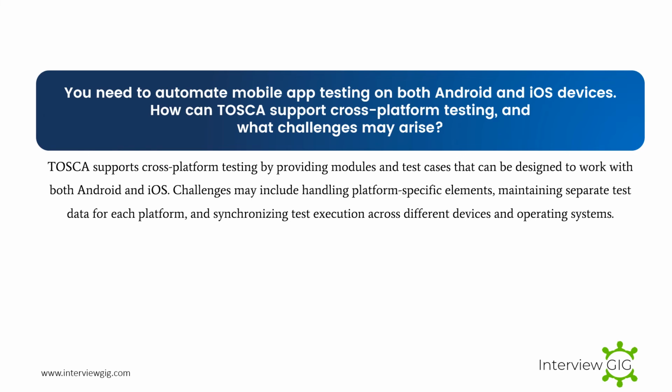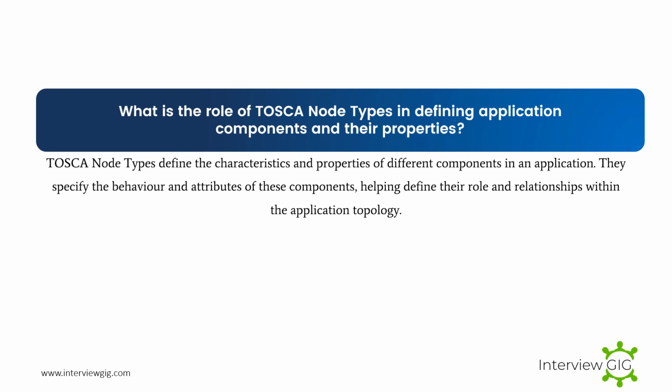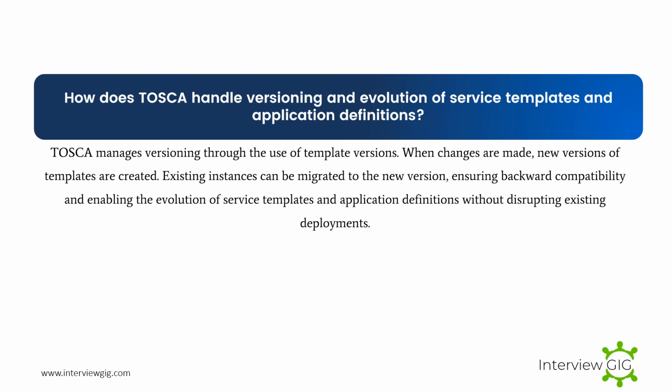devices and operating systems. What is the role of TOSCA node types in defining application components and their properties? TOSCA node types define the characteristics and properties of different components in an application. They specify the behavior and attributes of these components, helping define their role and relationships within the application topology.